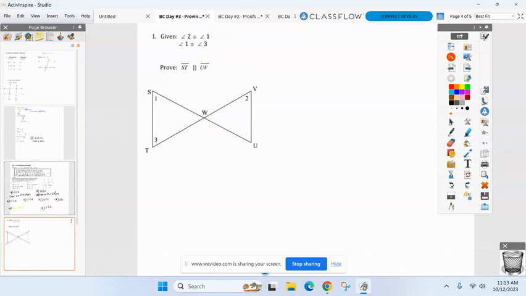Just give me a pair of special angles. That's all I need. Don't do anything else. Any group want to drop some knowledge on us? Where are the special pair of angles formed by ST and UV?